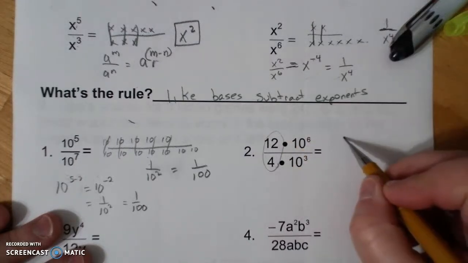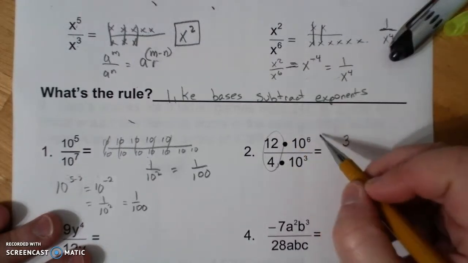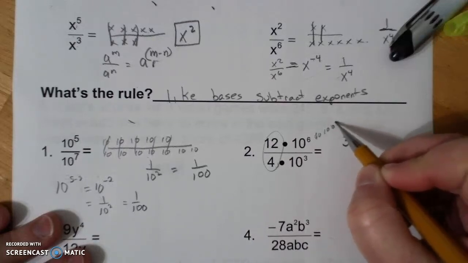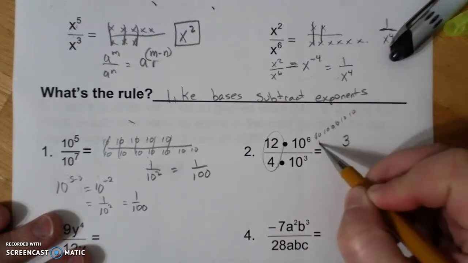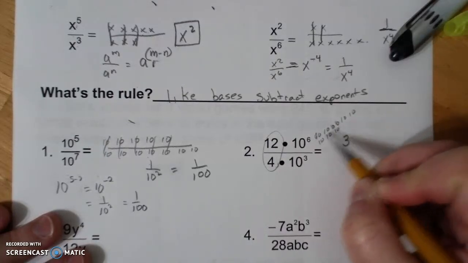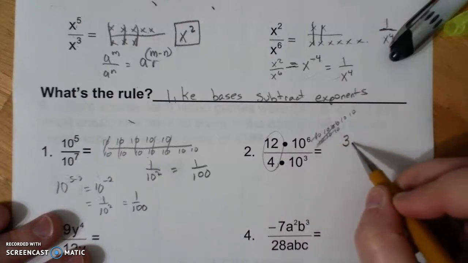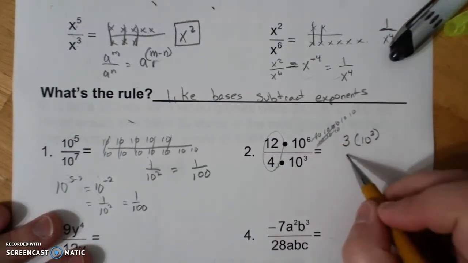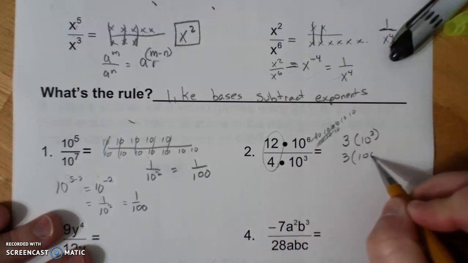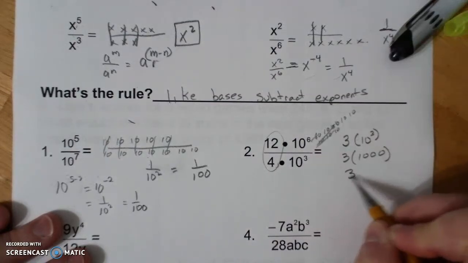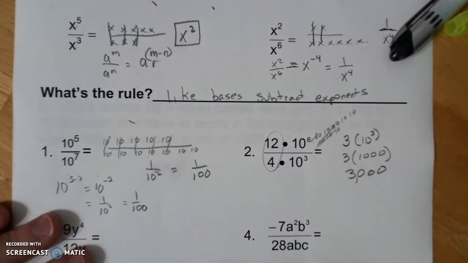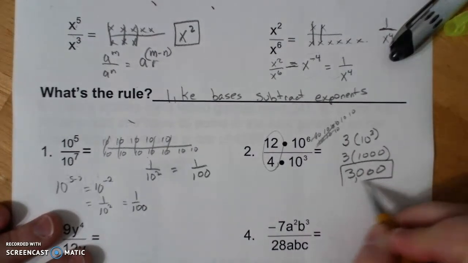12 divided by 4 is 3. There's 6 up here. 1, 1, 2, 3, 4, 5, 6. There's 3 here. They go away. There's 3 up top, so 10 to the 3rd. That's 3 times 1,000. That's 3,000. And that would be your final answer.